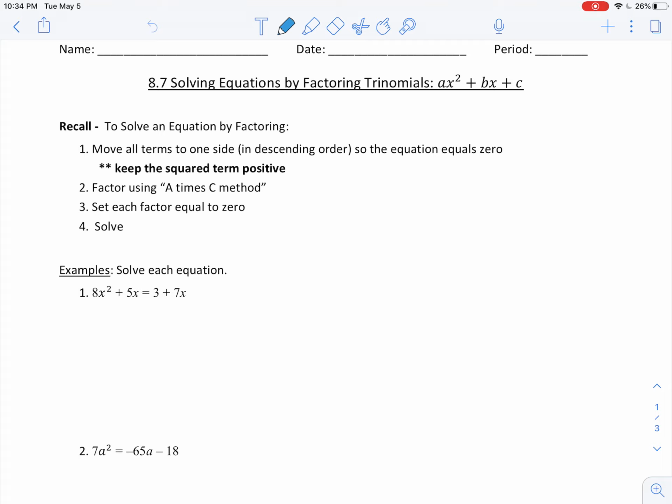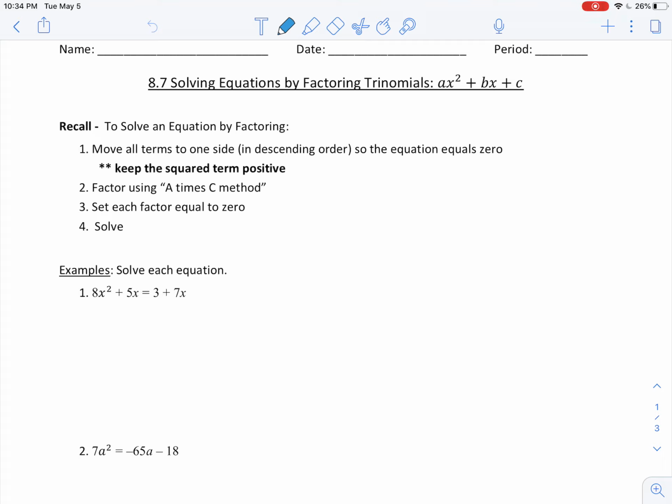Hello, today we're going to finish up section 8.7. We are going to be solving equations by factoring trinomials where the leading coefficient is not a 1. You already know how to solve equations when you factor. We factor, use the zero product property, set each factor equal to 0, and solve. We expect to get 2 answers each time.